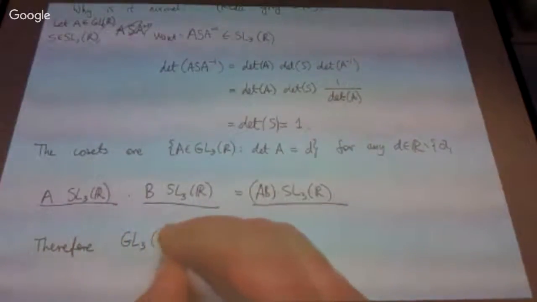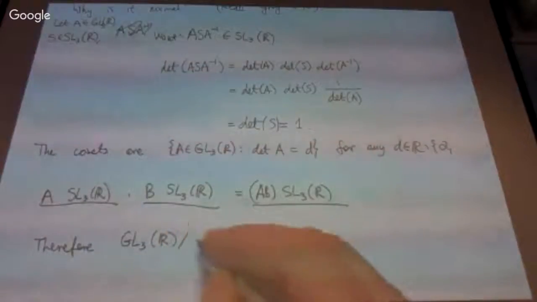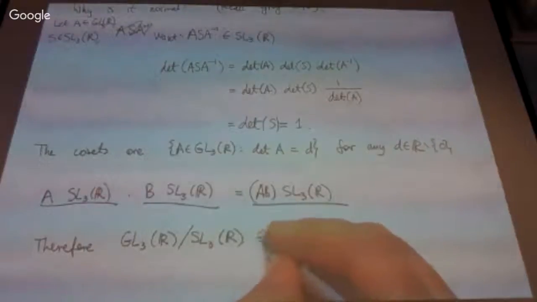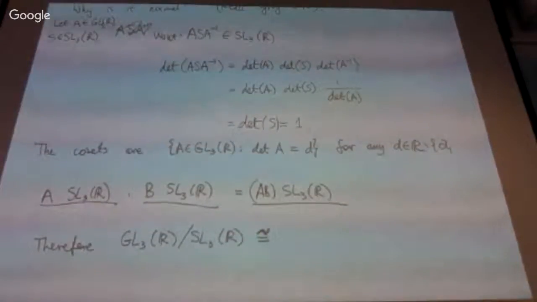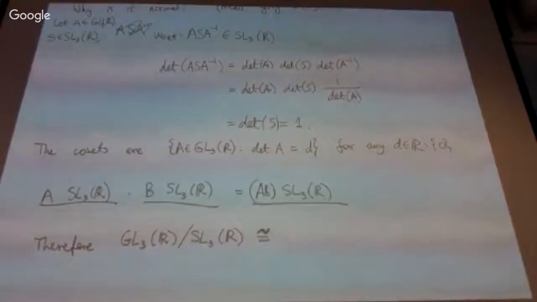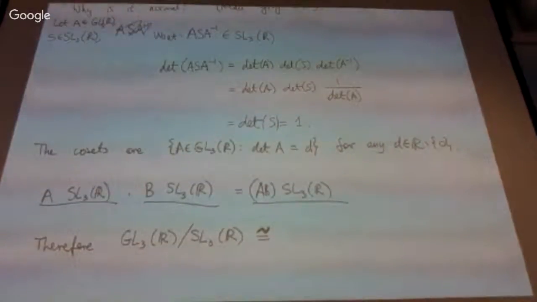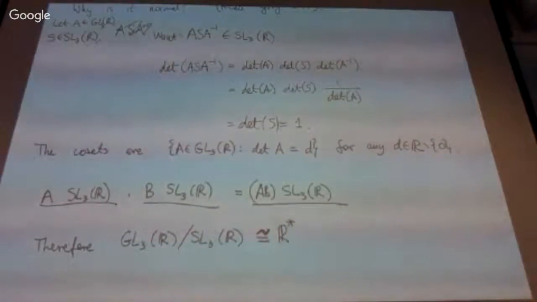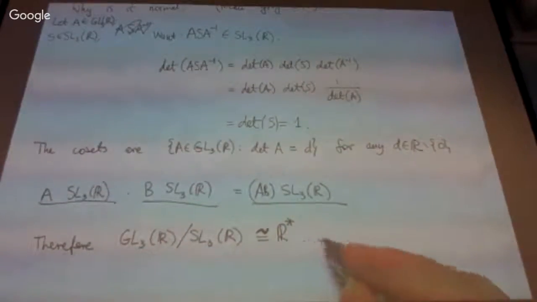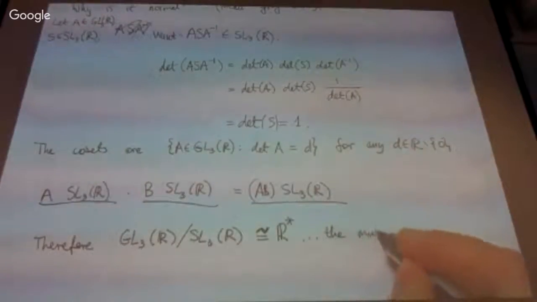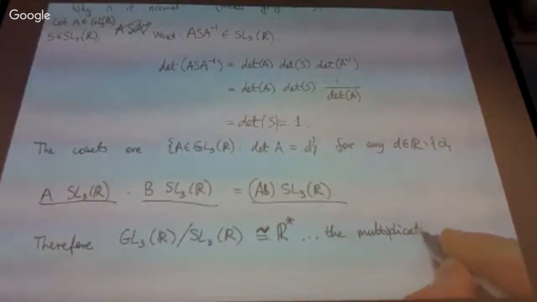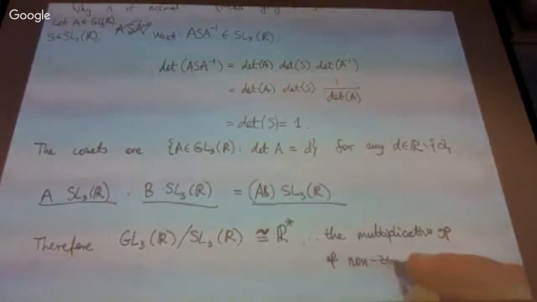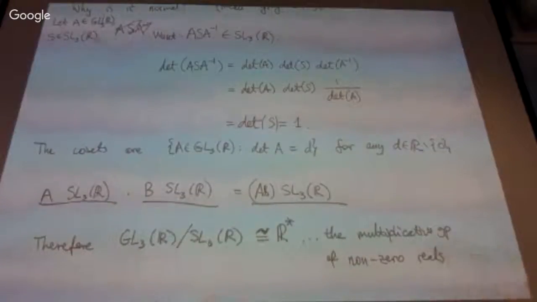So now you're starting to see the light of the image. I can't remember what it's called, star, so the multiplicative group of non-zero real numbers.